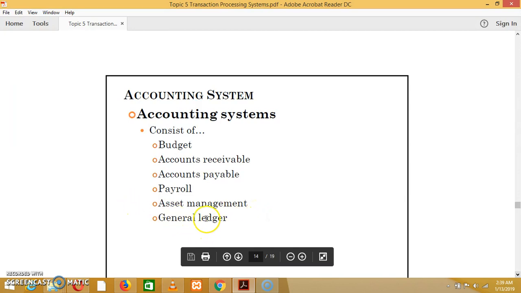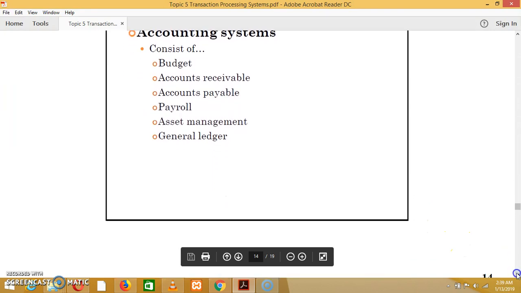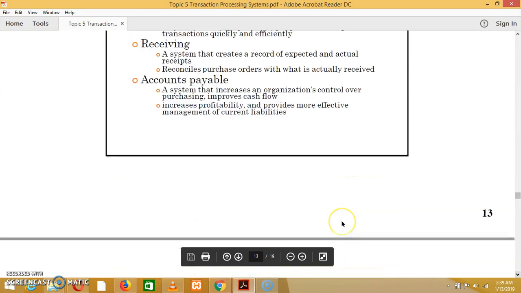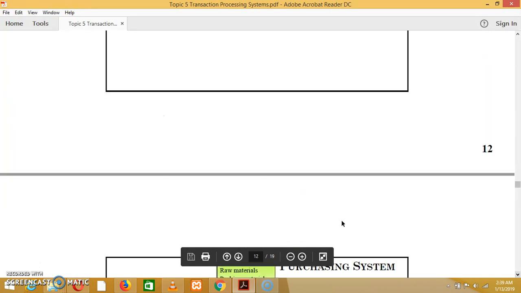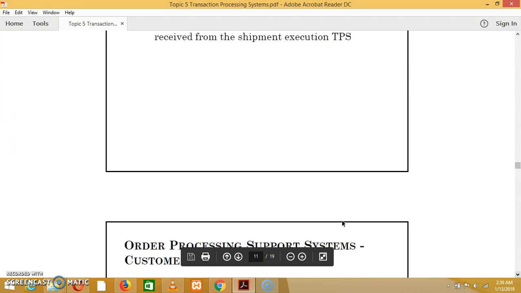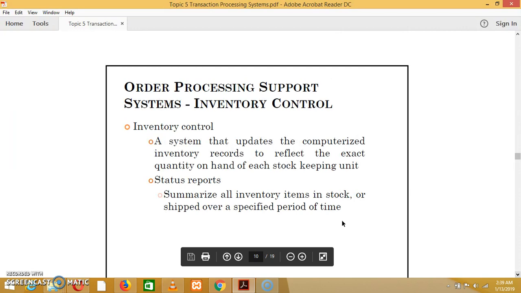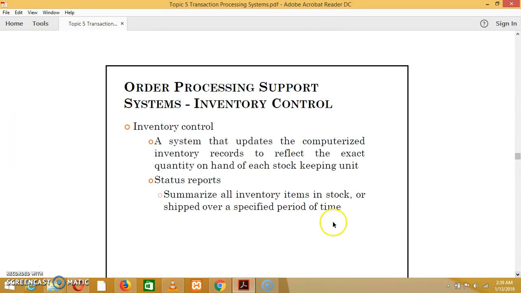When we're talking about the general ledger, this is a system that helps the organization to record all transaction details that have been done within the organization. Basically, TPAs are like that, so you have to understand a little bit more about all of these TPAs: routing, scheduling, customer interaction, invoicing. We have the important inventory control that updates the computerized inventory record to reflect the exact quantity on hand of each stock keeping unit.